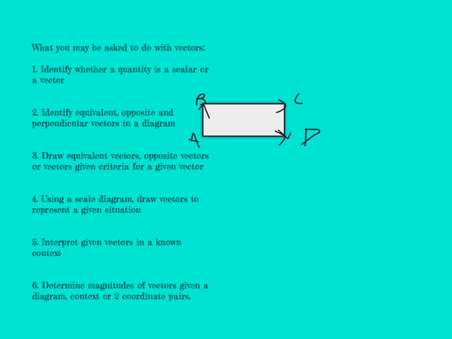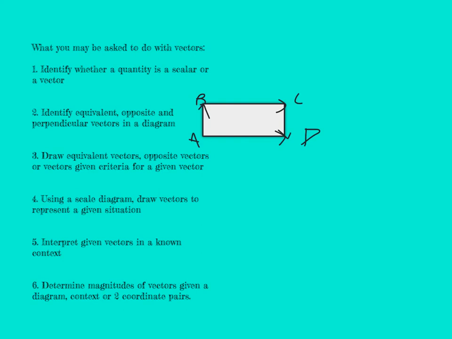You may have to interpret given vectors in a known context. So this would be kind of the reverse of 4, where you're already given the vector and you're told that it's a plane flying and you have to then assign it a value and a direction. And you could also have to determine magnitudes of vectors given a diagram, context, or 2 coordinate pairs.